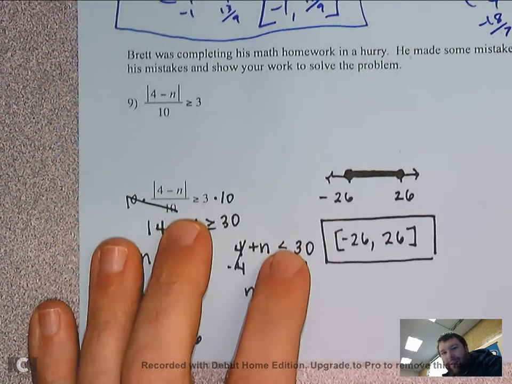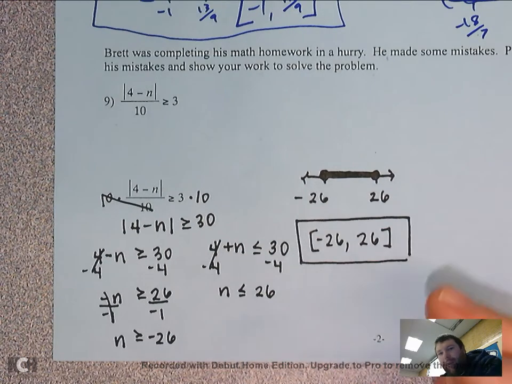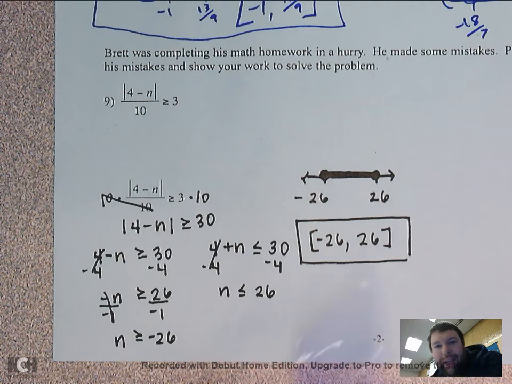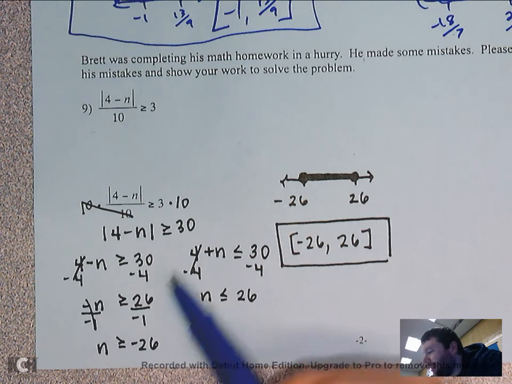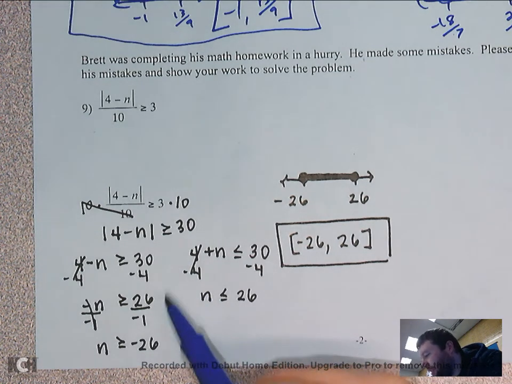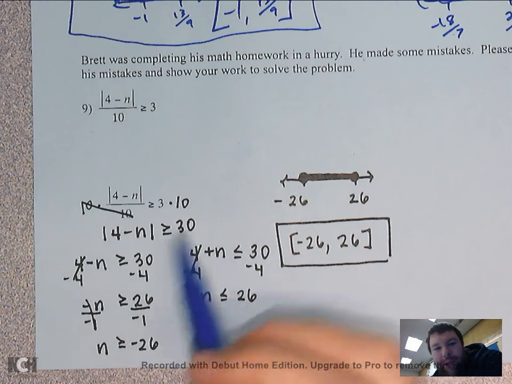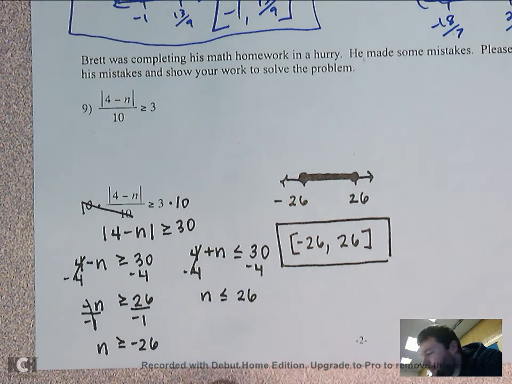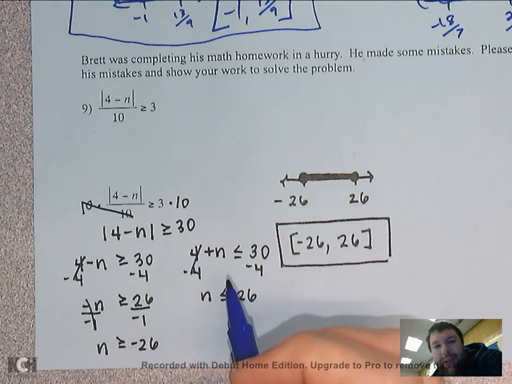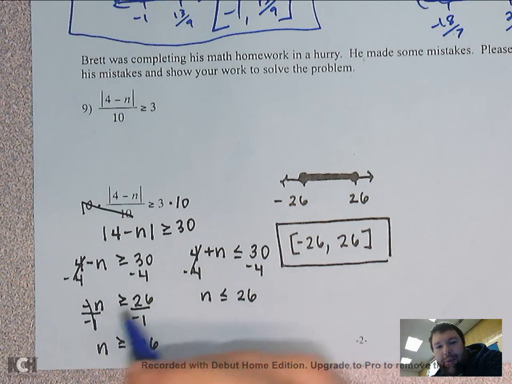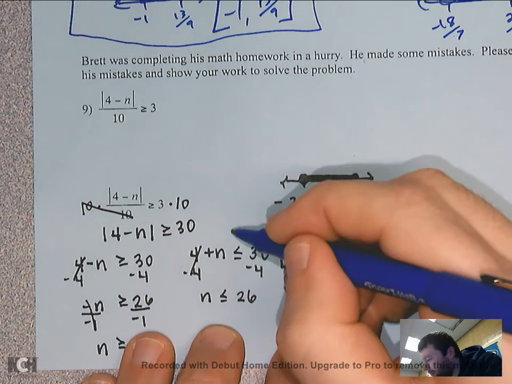So, okay. Then, last one here. Brett has made some mistakes. We need to identify those mistakes and then solve the problem correctly. So let's look at what he did here. So the first thing he did was multiply by 10 to get rid of the 10. That's correct. So he got the absolute value by itself. Then he split it into two things. So here's his first mistake.